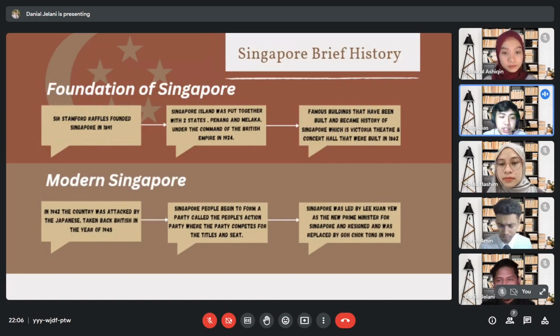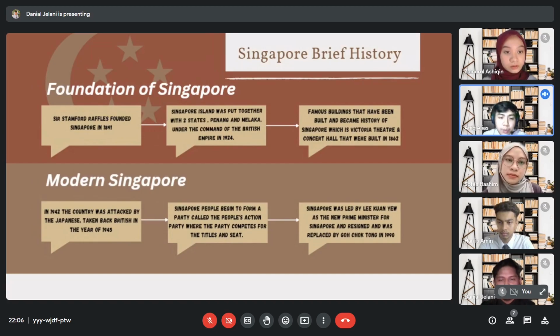Moving on to the next one, we have modern Singapore. It started in 1942, when the country was attacked by the Japanese. Mind the person who is watching this, the country at that time was Malaysia. Singapore was in Malaysia at that time. It was attacked by the Japanese and then taken back by the British in the year 1945.